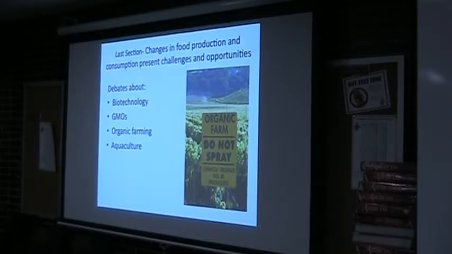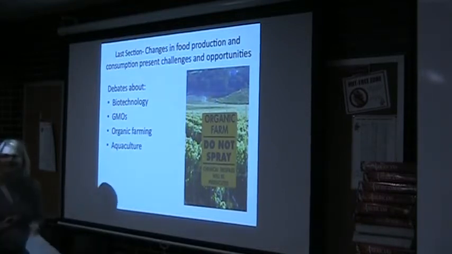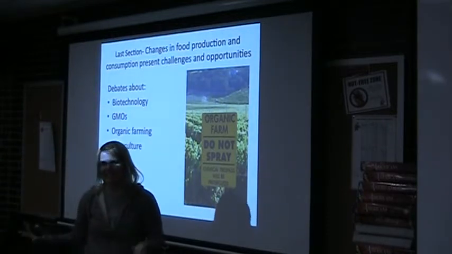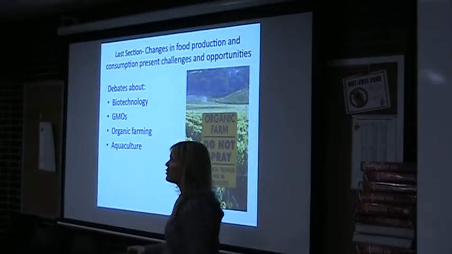Changes in food production and consumption present challenges and opportunities. So some of this new contemporary agricultural issues, right? So we're doing all these new things. What's good and what should we be concerned about? And so here are the debates that they want you to be aware of. Biotech and GMOs go hand in hand, right? Using science and biotechnology to create new crops. Some people call them frankenfoods. Other people say it's needed because it's more food for the growing population.